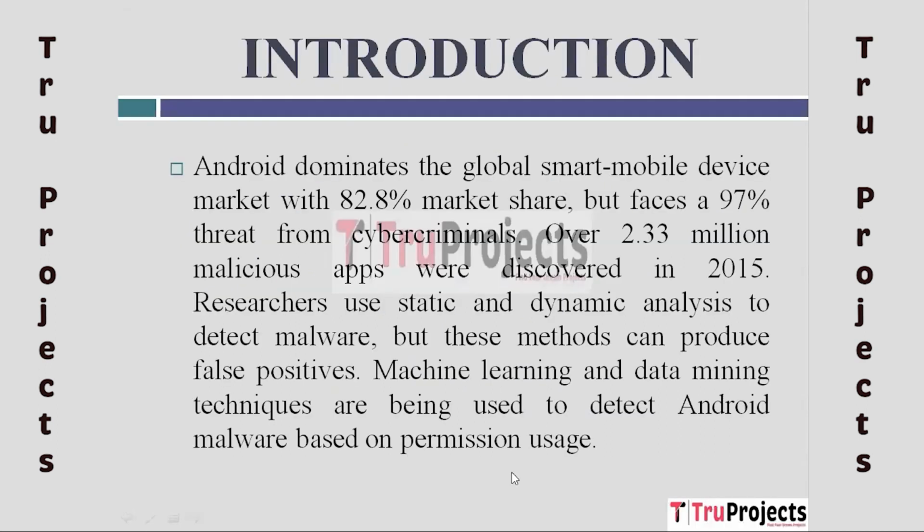Introduction. Despite having 82.8% of the global market for smart mobile devices, Android is under 97% threat from cyber criminals. In 2015, there were only 2.33 million malicious apps found. In order to find malware, researchers use static and dynamic analysis. But these techniques sometimes result in false positives. Based on permission usage, malware for Android is being detected using machine learning and data mining techniques.